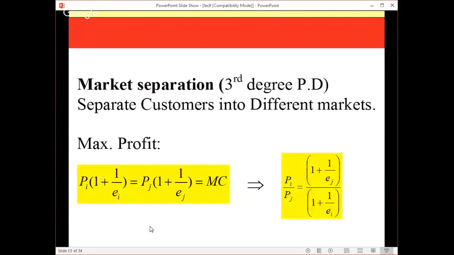Okay. So, if you remember, to maximize profits, P times (1 plus 1 over the elasticity of demand) had to equal marginal cost, right? If I have the same marginal cost for both groups, I have two conditions that will lead to the ratio of prices being equal to 1 plus 1 over the elasticity of demand of the first group, in this case group K, divided by 1 plus 1 over the elasticity of the second group, in this case group I.